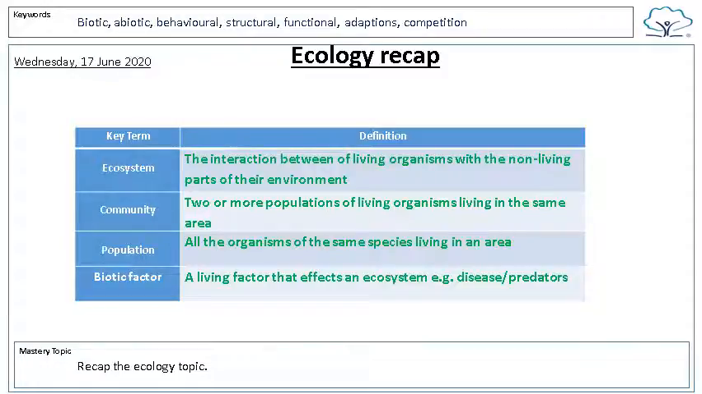A biotic factor, lastly, is a living factor that affects an ecosystem, and I've given you 2 examples. I've said disease and predators. We are going to come back to biotic and abiotic factors later on, so please bear that definition in mind for then.